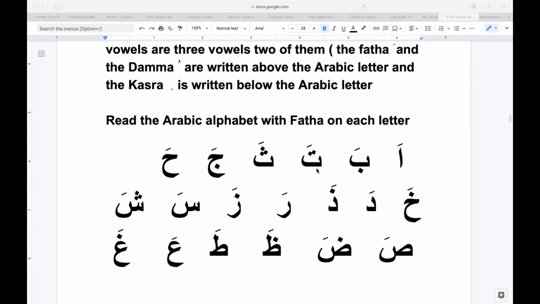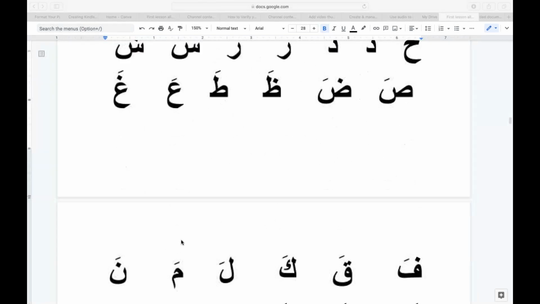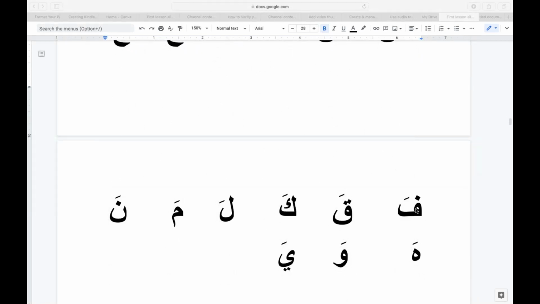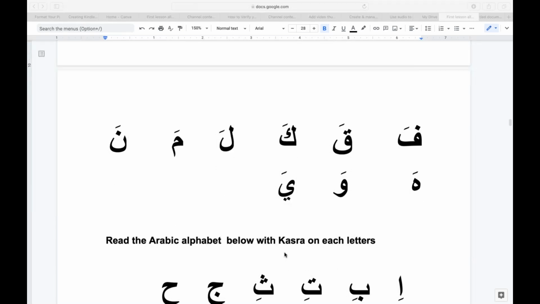A, Ba, Ta, Tha, Ja, Ha, خ د ذ ر ز س ش ص ض ظ ط ع غ ف ق ك ل م ن ه و ي.